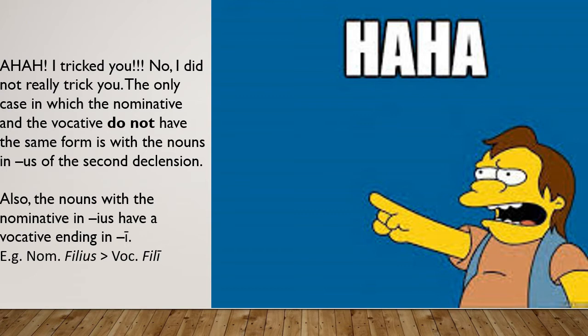In all of the other declensions, you will find nominative and vocative sharing the same form. Another exception, always in the second declension, is nouns that have a nominative in -ius, which have a vocative ending with a long -i. So for example, if you have the word filius, the vocative will be fili. Probably you heard the words of Caesar when he was killed by Brutus and by other conspirators.